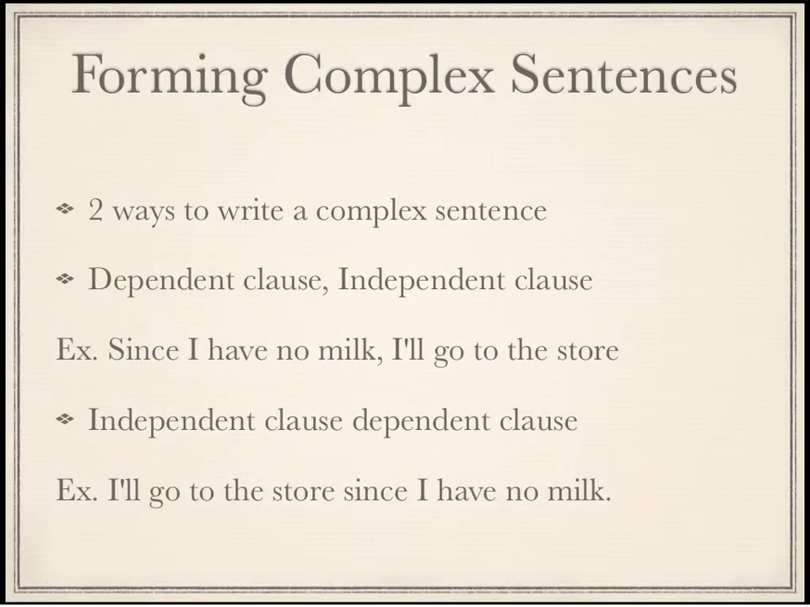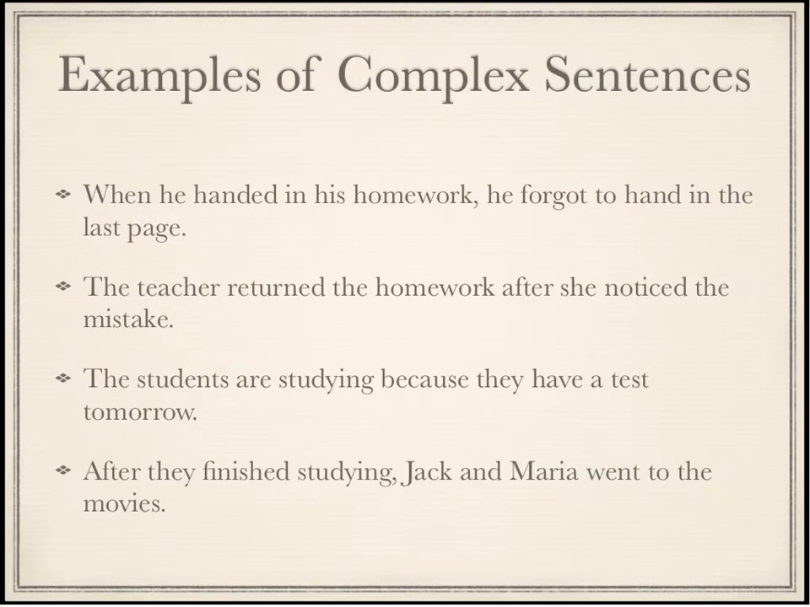The second way to form a complex sentence is to start with an independent clause and have it be directly followed by a dependent clause. For example, the sentence, "I'll go to the store since I have no milk," is also a complex sentence. I'll go to the store is the independent clause, and since I have no milk is the dependent clause.